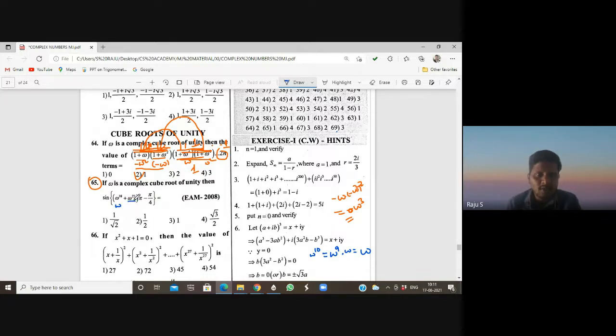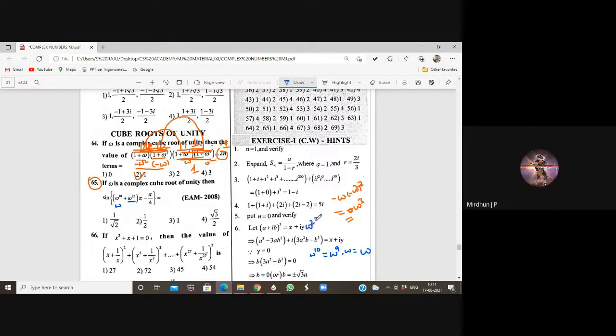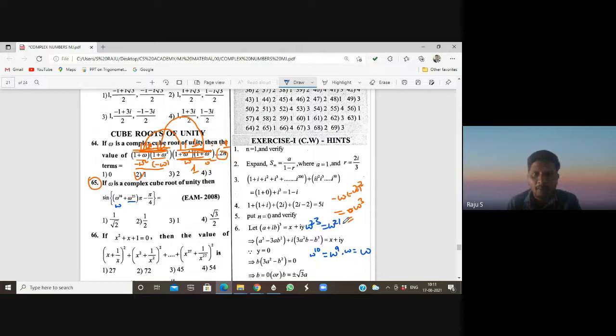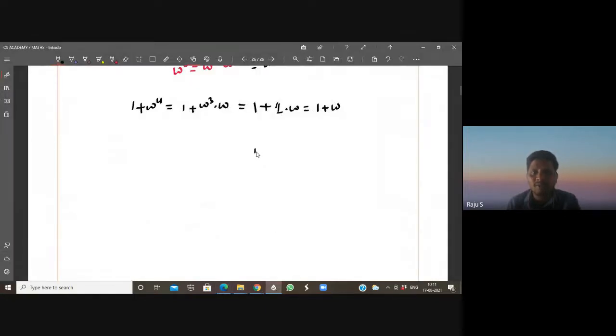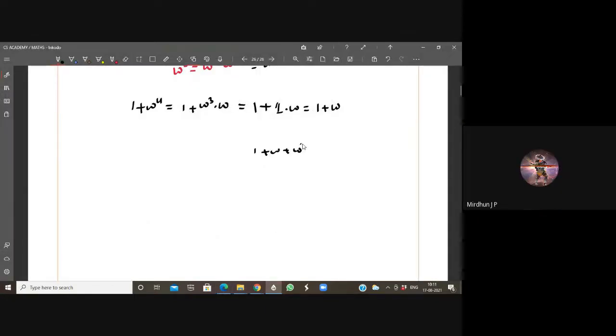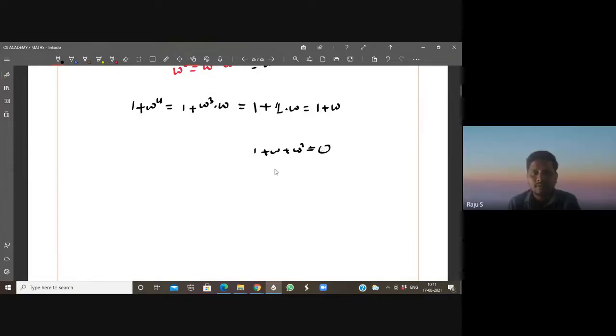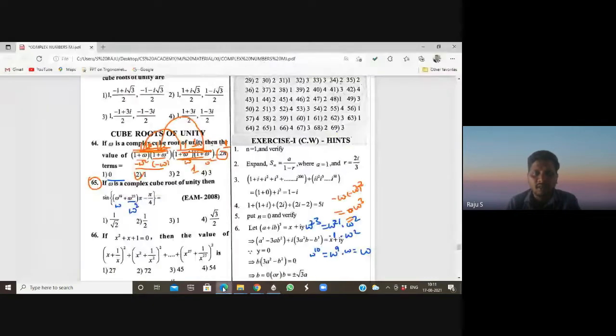What is omega power 23? Omega power 21 into omega square, because 21 is a multiple of 3, so this is 1. 1 into omega square is omega square. See, student, what is omega plus omega square? It is -1. With the help of this property, omega plus omega square value is -1. So shall I replace it here with -1?